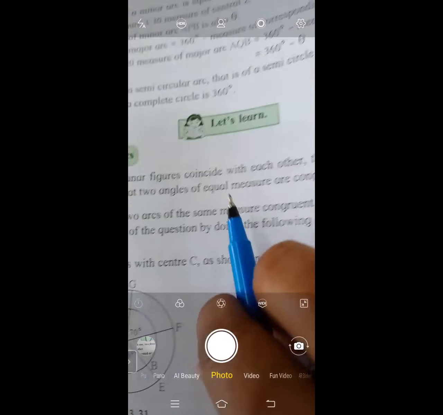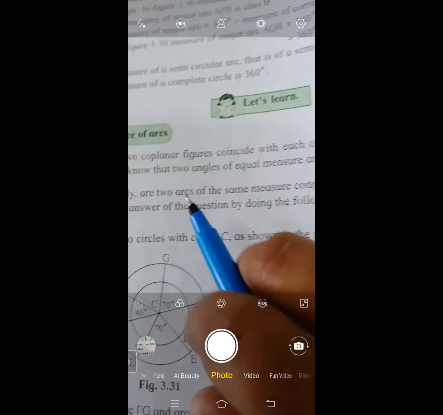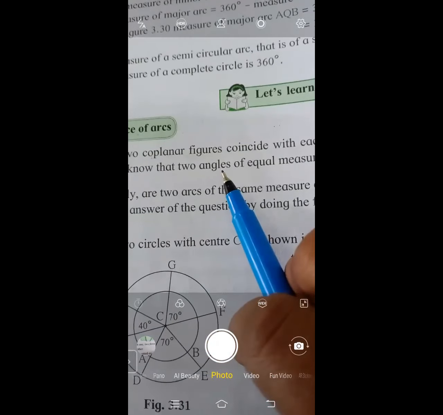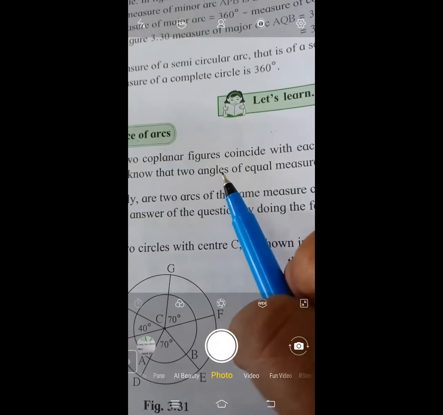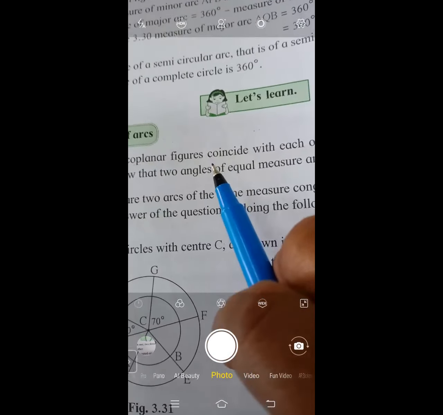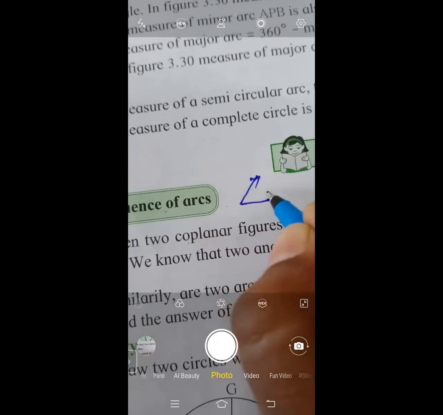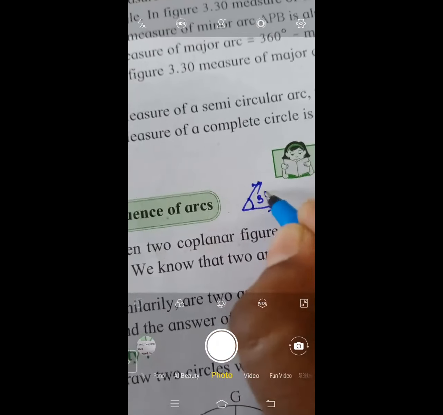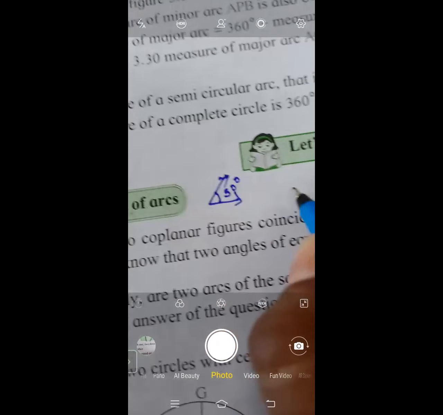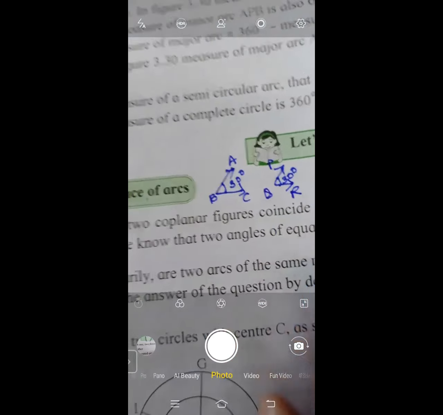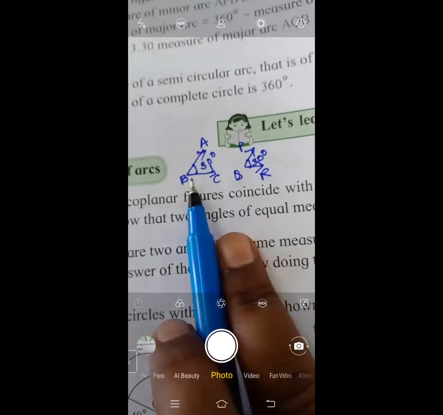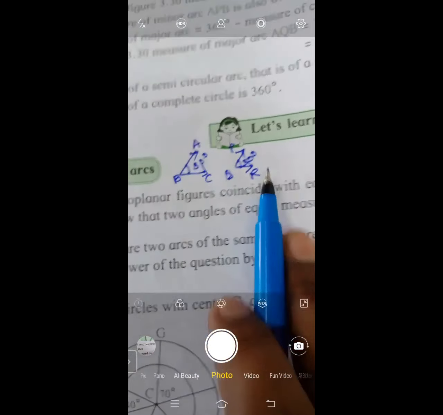We know that two angles of equal measures are congruent, even if they have different vertices, as long as the measures are the same. For example, if we draw an angle of 30 degrees and another angle of 30 degrees, both have the same measure, but their names are different: ABC and PQR. These are two angles of equal measures, so these two angles are congruent.